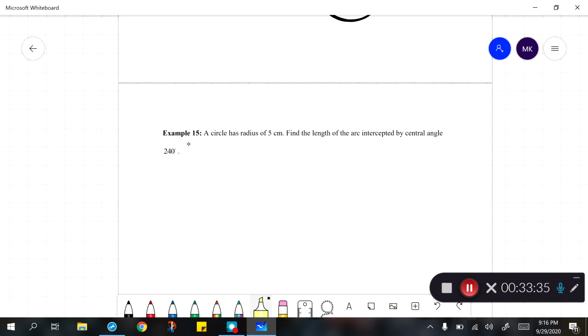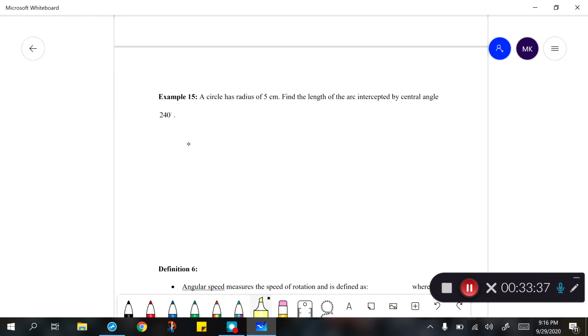So let's look at an example. If a circle has a radius of 5, and we want to find the length of an arc intercepted by a central angle of 240 degrees.